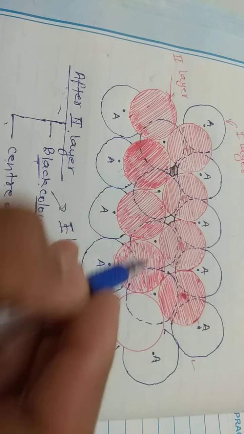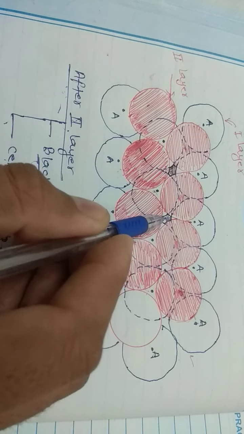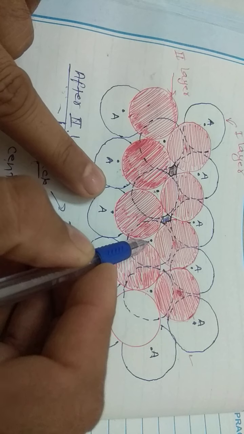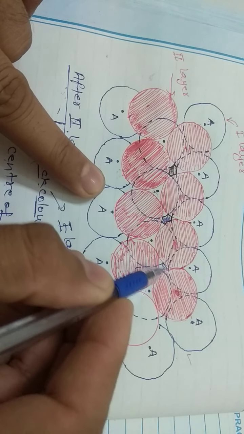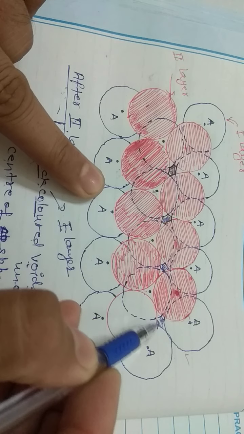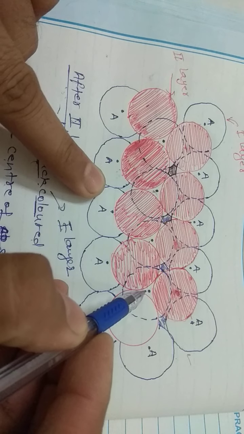So this is the center, and this is the black colored void. Again, this is the center of the sphere in the first layer. This is again a black colored void which is visible. This is again a black colored void, red is occupied, and the sphere of A is again unoccupied.